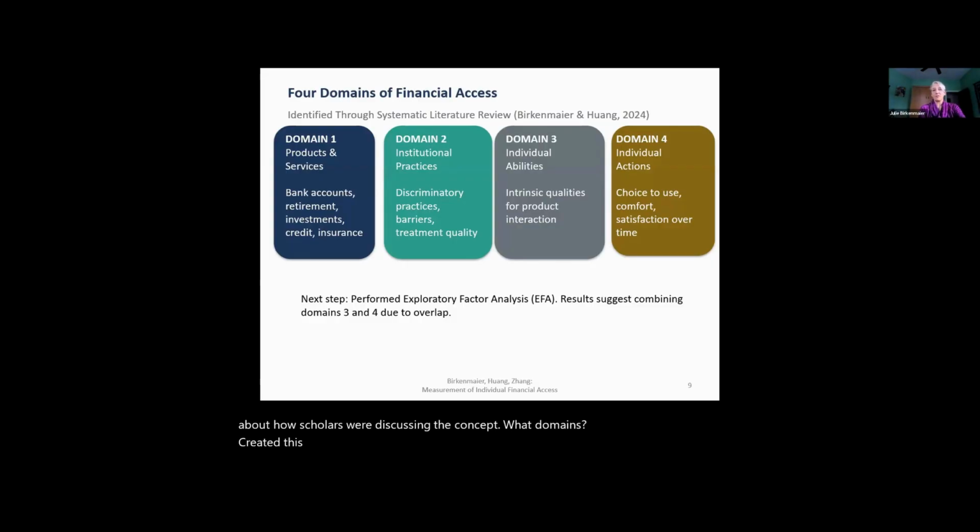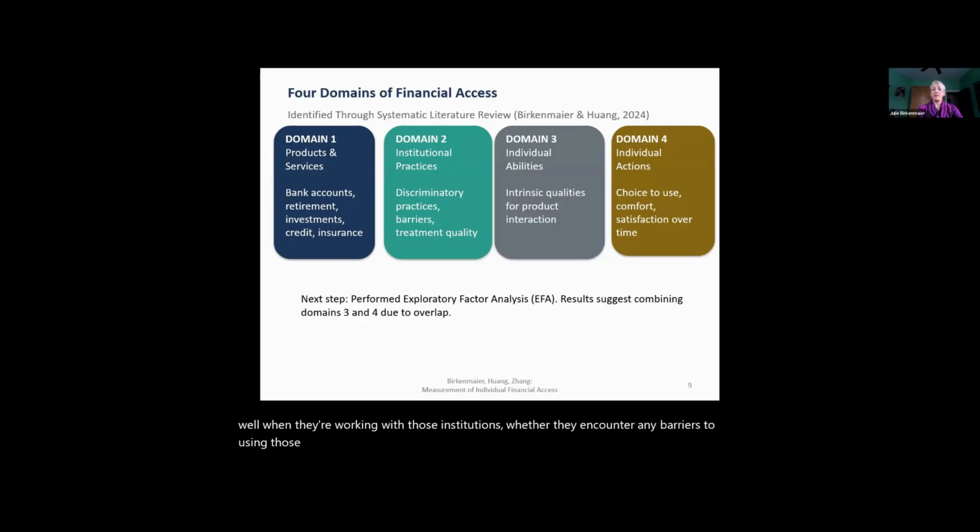And the first one we found, of course, is products and services, right? So bank accounts, retirement accounts, credit, insurance, non-retirement investments, and the like. The second domain we found was institutional practices. So whether institutions are fair, whether they provide non-discriminatory services, whether people feel like they're treated well when they're working with those institutions, whether they encounter any barriers to using those services and using those products.